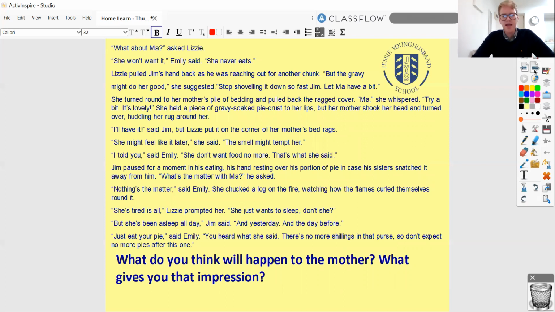It's quite a big chunk here. I've put that in there. You might just actually remember it from the text. I want you to answer this. What do you think is going to happen to the mother? What gives you that impression? Could you maybe pick out a quote or two from this extract? I really want a because in there. I want you to say why you think that's going to happen to her. So there's a few questions there for you to have a go at.